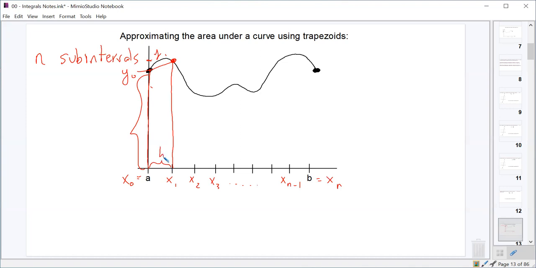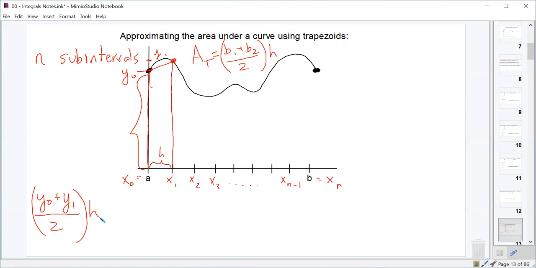And if we remember back, the area of a trapezoid is base 1 plus base 2 divided by 2, in other words, the average of the two bases, times the height. So in order to find the area of this first trapezoid, we would do base 1, so y naught, plus base 2, y1, divided by 2, times that height value. And for our purposes right now, we'll call this h1.